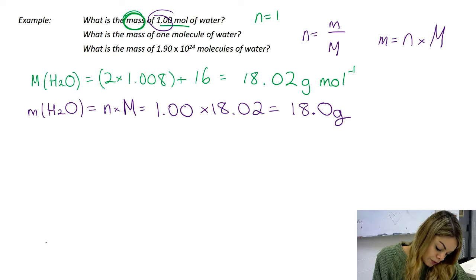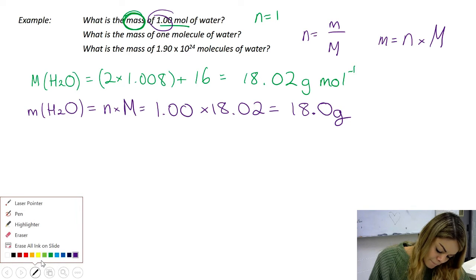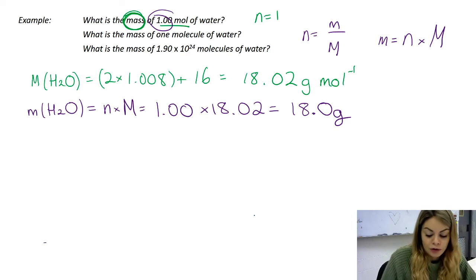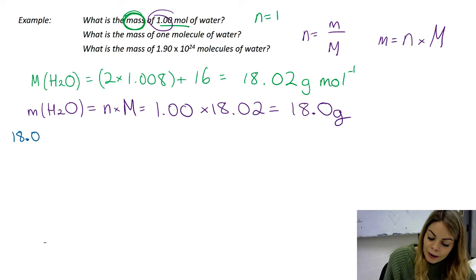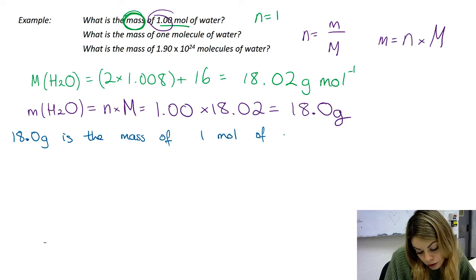Now, I know that this is the mass of 1 mole of water molecules. Okay, I'm gonna write down my thinking. You'll hate me if this is really straightforward to you, but if it's not, then you might not hate me. So 18 grams is the mass of 1 mole of water molecules.